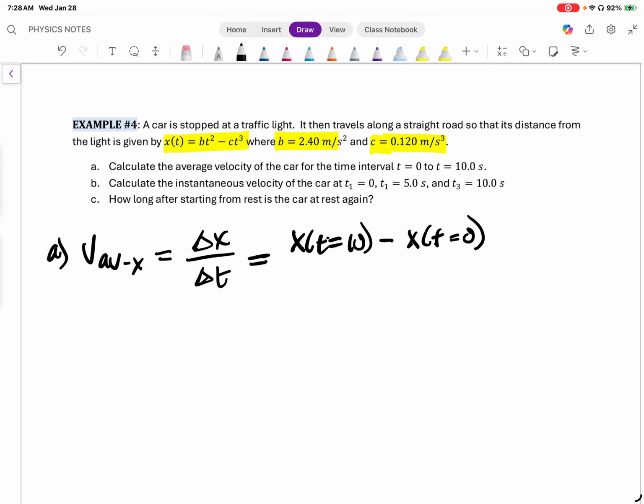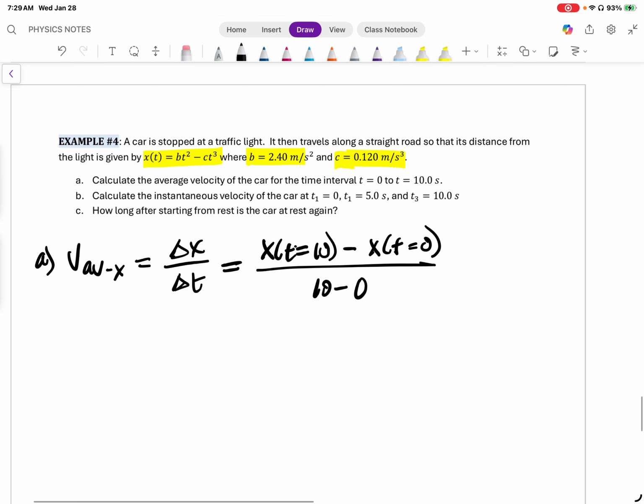So my change in position is my final position minus my initial position, and I can calculate those by plugging in the corresponding times to my position function, and then we're going to divide by my delta t, and so in that case, this is just 10 minus 0. So we started at 0 and we're ending at 10. So for this, all we're going to do then is plug in for x at t equals 10. I'm going to plug in t equals 10 to this piece right here. For t equals 0, we're going to plug that in there as well, and then divide by 10. And so if we do that math, we are going to end up with 12 meters per second.